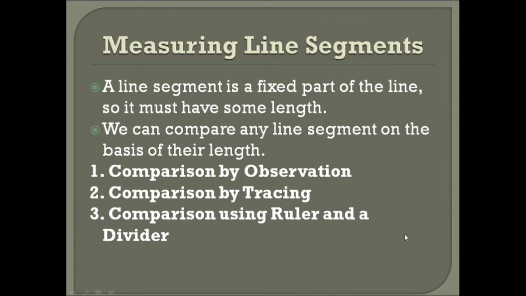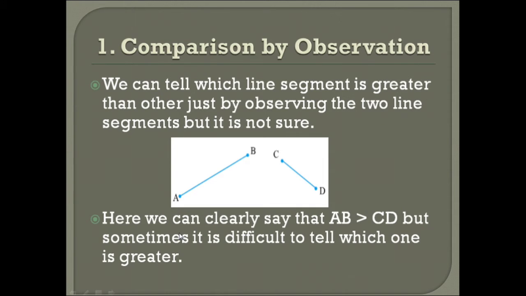So basically there are three methods of comparing line segments. First is comparison by observation, second is comparison by tracing, and third is comparison using a ruler and a divider. So these are the three methods which we are going to see today. So the very first method is comparison by observation. In this, what we do, let's see.